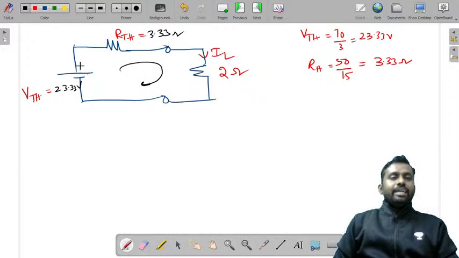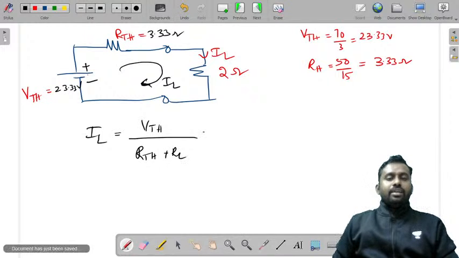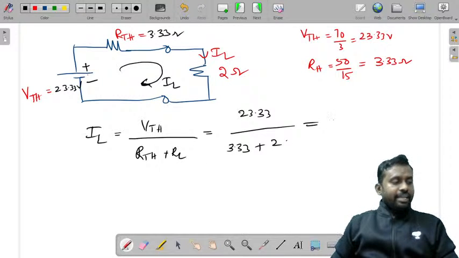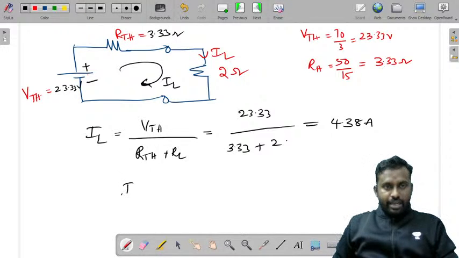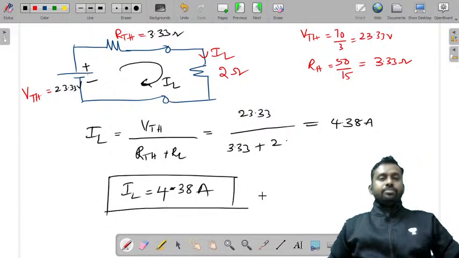Now consider this current. I'm taking this sign convention also. Consider this current, which is the load current. Now the load current is equal to VTH by RTH plus RL. So VTH is 23.33 by RTH 3.33 plus RL 2. Now if you simplify this, you'll get IL is equal to 4.38 amperes. This is the load current.